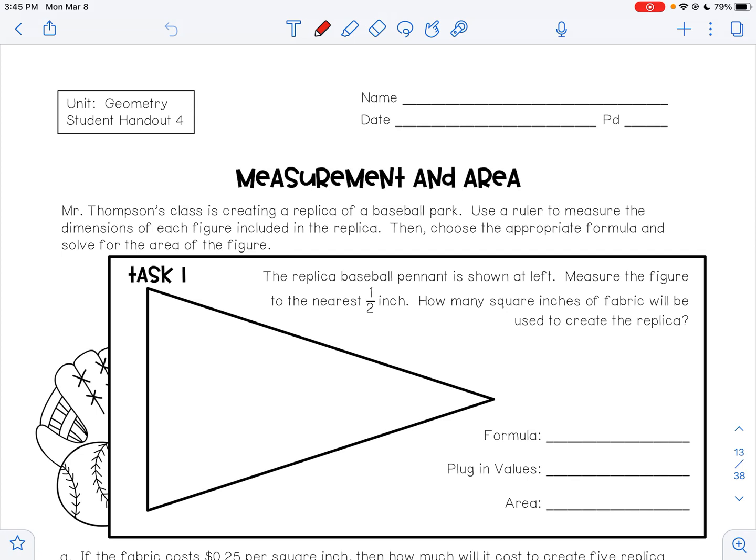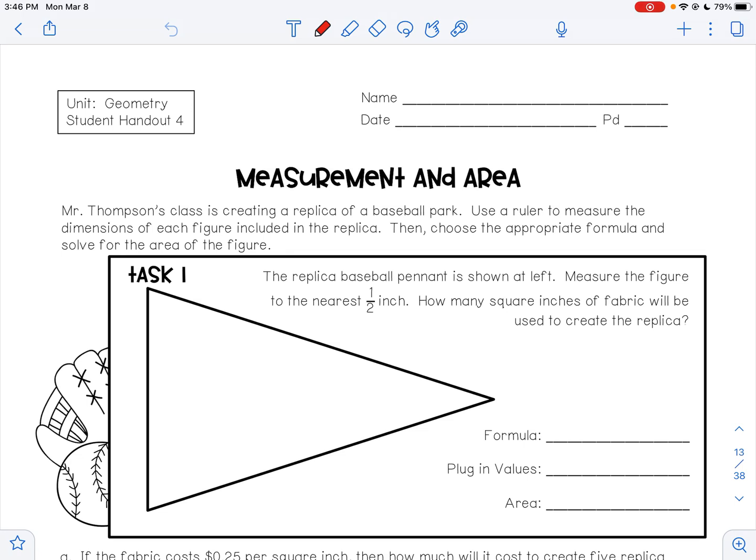If you're in person, you should have gotten a ruler. If you are remote, we're just going to follow along the best we can, unless you have a ruler and you have printed off the notes yourself. If you've done that, then great. If you don't have a ruler, then it is completely fine.